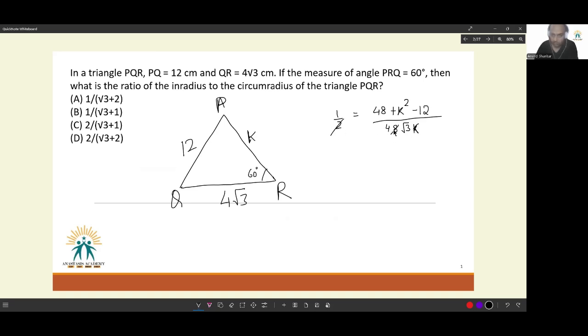So the 2 cancels and becomes 4. I get 12 square. Here it should be 12 square. So I will have k square minus 96 is equal to 4 root 3k, or k square minus 4 root 3k minus 96 is equal to 0.